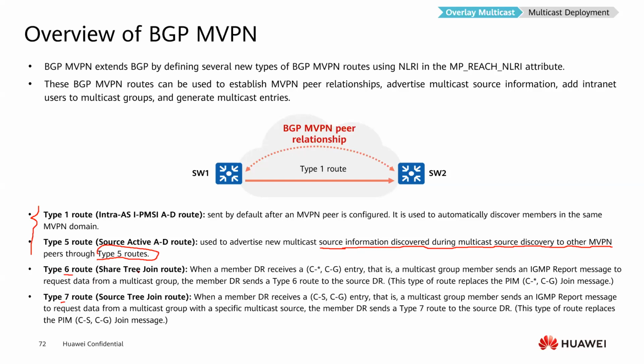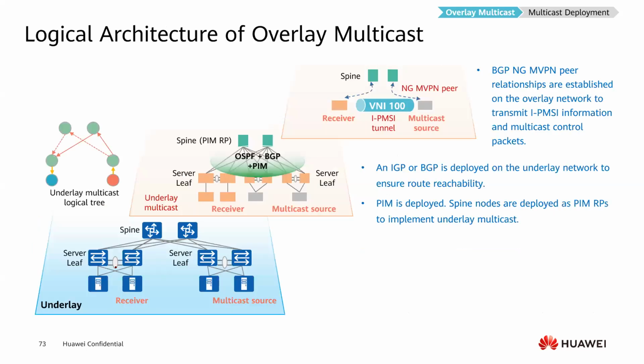Type 6 is the shared tree join route, and type 7 is the source tree join route. So you can consider them used for the PIM-DM mode and PIM-SM mode, but in the overlay, all right, in the VXLAN. It means it will carry the multicast information by using the type 6 routes or type 7 routes, 6 and 7 routes.